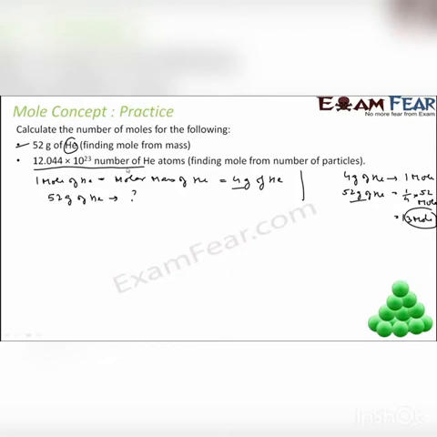The next is to find the moles from the number of particles. So we know that 6.023 into 10 to the power 23 atoms of any substance, let's take helium here, is equal to 1 mole. So if this is equal to 1 mole, this many number is equal to how many moles? Let's see that.